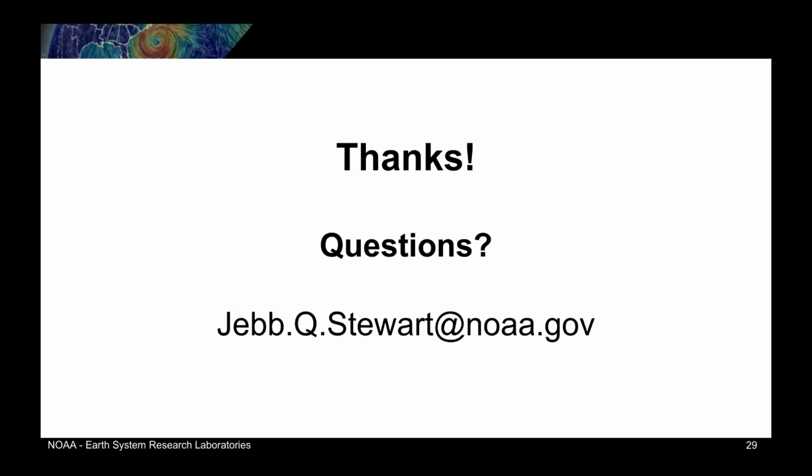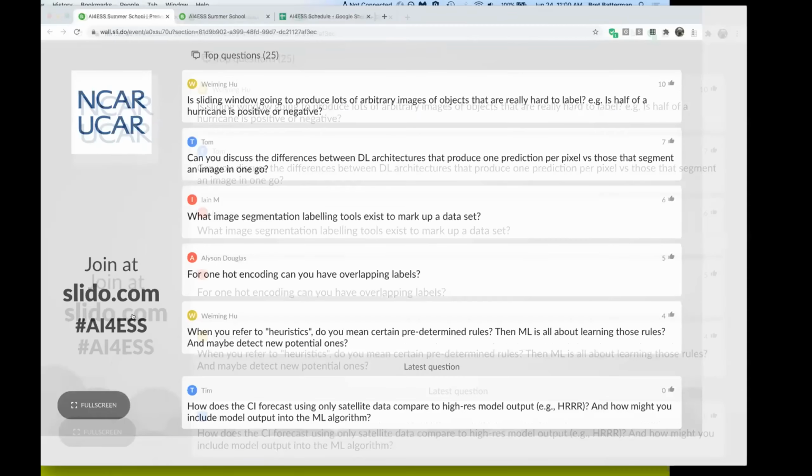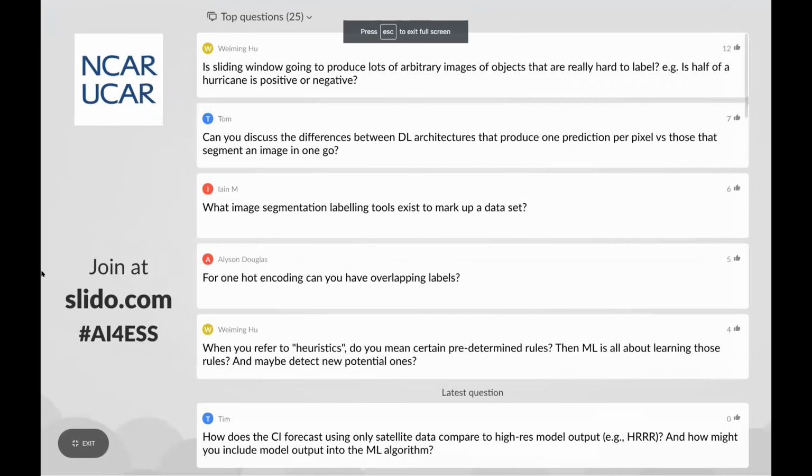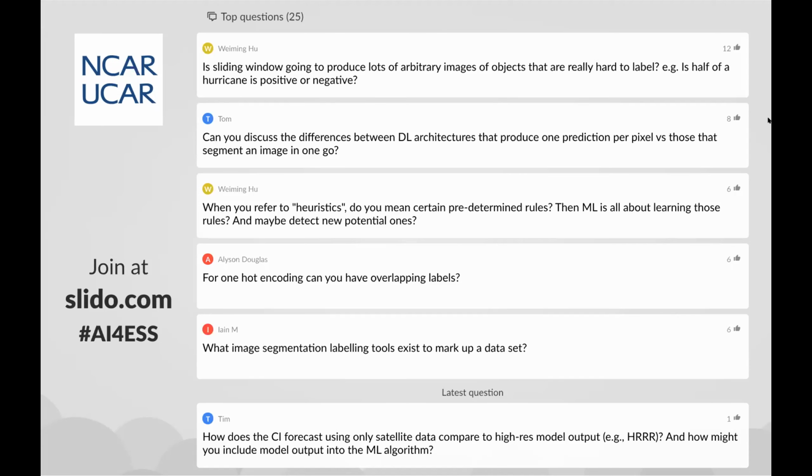So the first question I see at the top of the list here is: is the sliding window going to produce lots of arbitrary images of objects that are really hard to label? Is half of, e.g., a hurricane positive or negative? In this case, it's the same labeling criteria. You have two different arrays: the underlying image you're trying to predict from, and your labels already. You use the same sliding window technique on both to subset, so you end up with the exact same arrays. So you can have half an image that comprises half your hurricane, where you'll see the segmentation of that.